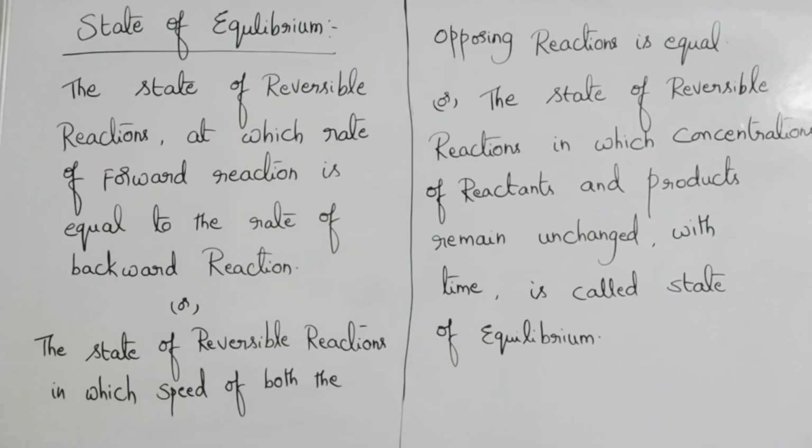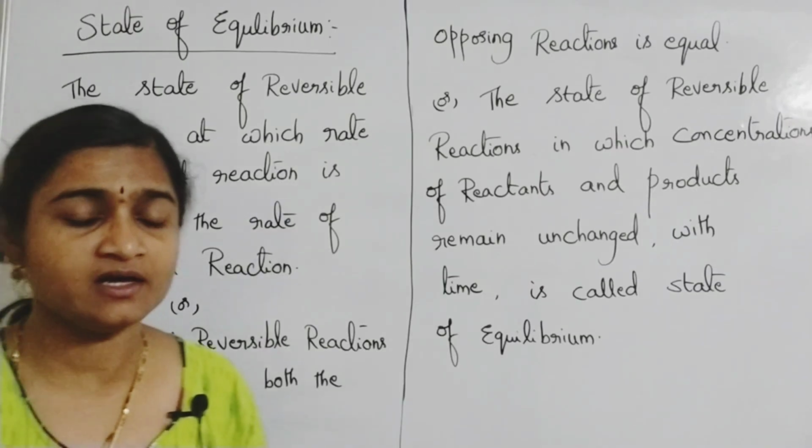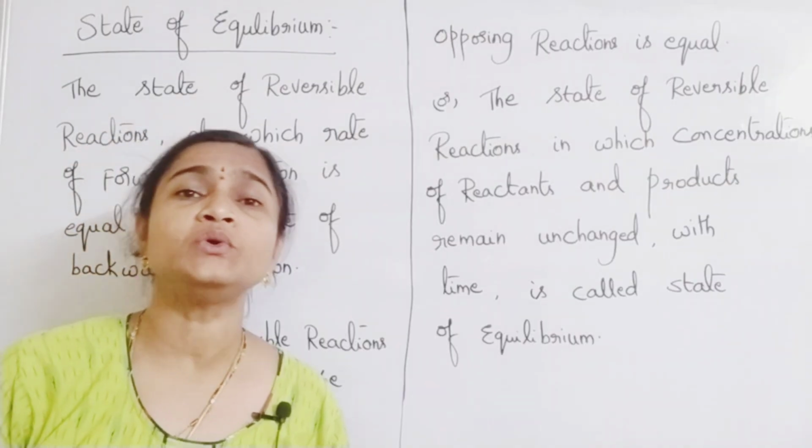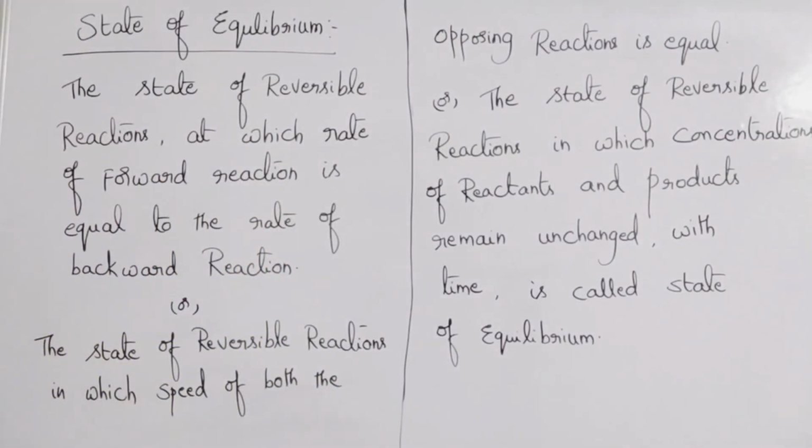So let us go for the definition for state of equilibrium. The state of reversible reactions at which the rate of forward reaction is equal to the rate of backward reaction, then you call that the system of reactions is said to be under equilibrium.